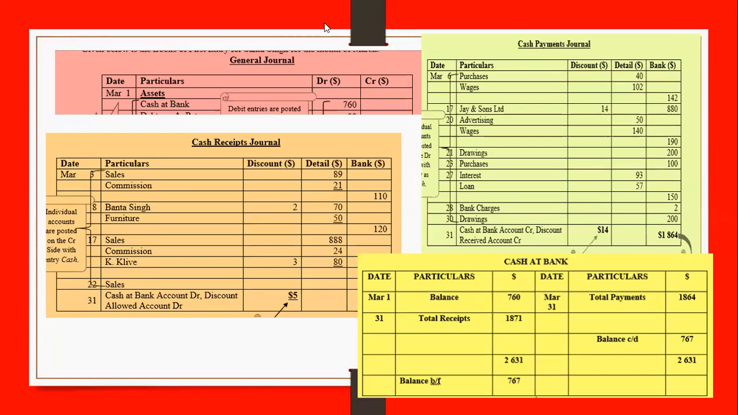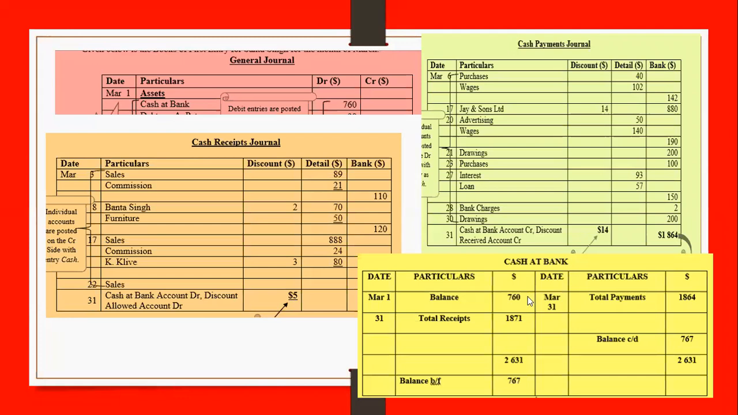Total credit side? Total credit, 339. What is the total of the credit side? 2631? No. 760? 3398? No. 5495? No. Debit side, 760 plus 1871.